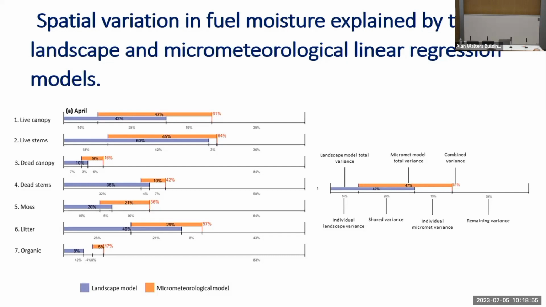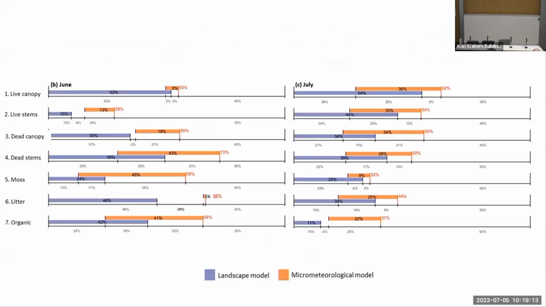Where landscape factors were the dominant control, for live heather, the contribution of the shared variance was greater than the contribution of each individual model by itself, which suggests that there's some relationship between the landscape factors and the micrometeorological conditions. But for the most part, landscape factors themselves controlled fuel moisture beyond just modifying local micrometeorology, which really suggests that it's important to directly account for these relationships with landscape factors.